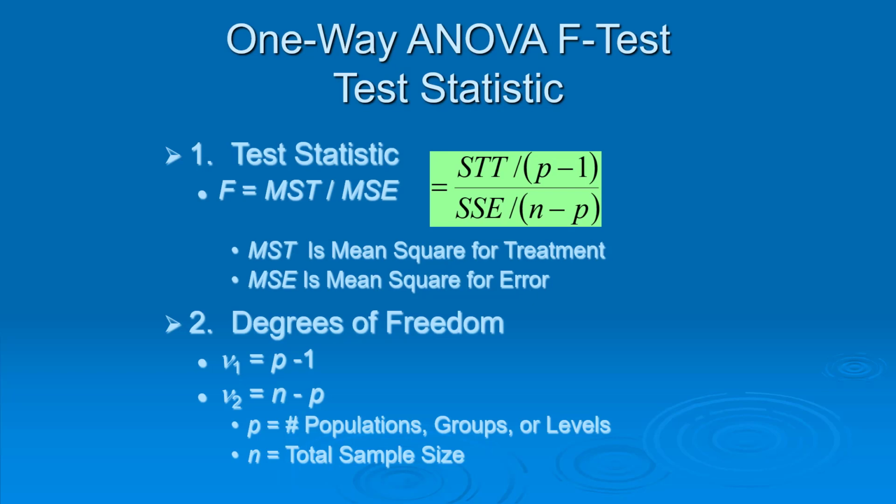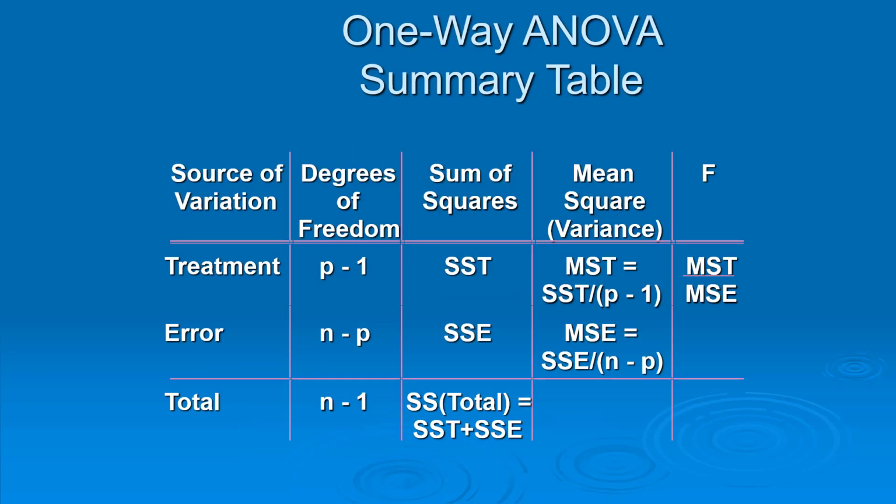In the previous lecture, we have already calculated the two degrees of freedom associated with the F distribution. They are the numerator, between degrees of freedom, the number of groups minus 1, and the denominator, within or error degrees of freedom, the total number of observations minus the number of groups.